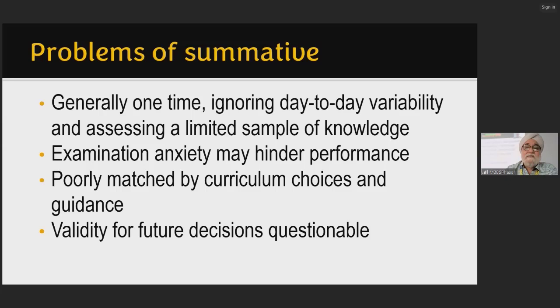And then examination anxiety. And more importantly, जो टीचिंग और असेसिंग होता है वो कभी भी एक जैसा नहीं हो पाता. I will give you a little more examples on that. And therefore, the validity of summative assessment for future decisions is always questionable. The summative assessment doesn't resemble what the students have to go out and do in actual practice.